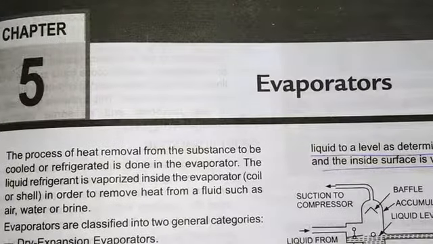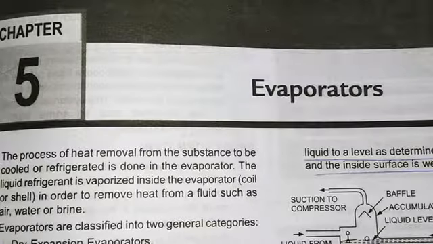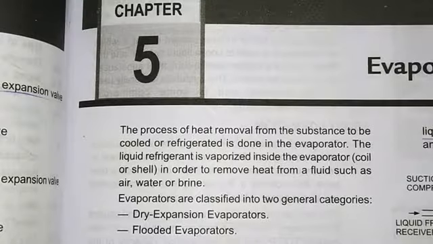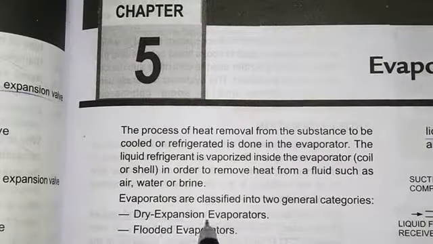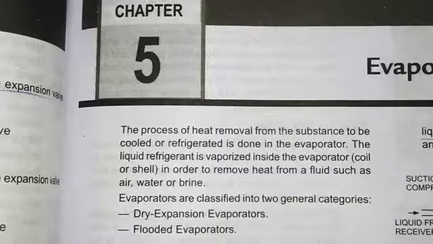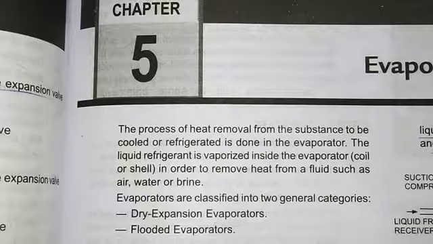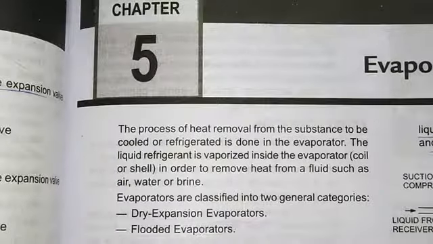Now let's discuss the evaporators. Evaporators are basically classified as dry expansion evaporator and flooded type evaporator. And we know that the evaporator is a part of the refrigerator where we put our food items which we want to refrigerate. So the evaporator refrigerant takes heat from those food items, gets vaporized and goes to the compressor.